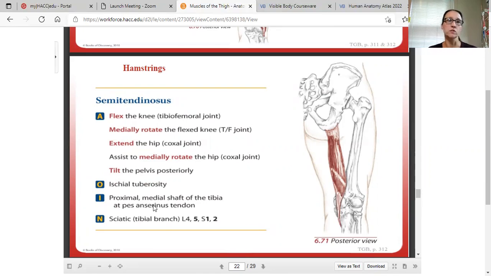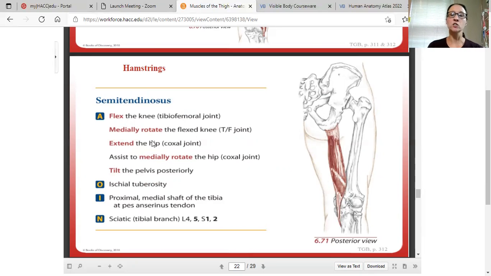What other muscle that we have studied also inserts at the proximal medial shaft of the tibia at the pes anserinus tendon? Yep, gracilis. That's right. There are going to be 3 of them. So this is the second one. So we had gracilis and semitendinosus so far. There's another. I know, I'm keeping you in suspense. All right, so we have ischial tuberosity to pes anserinus.